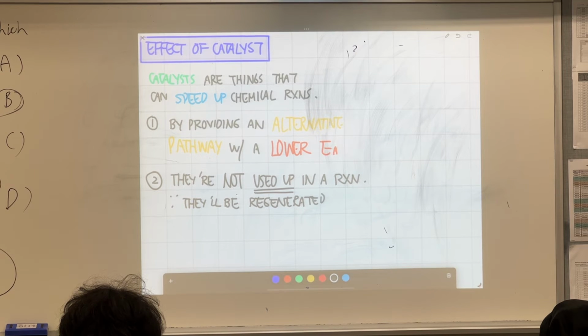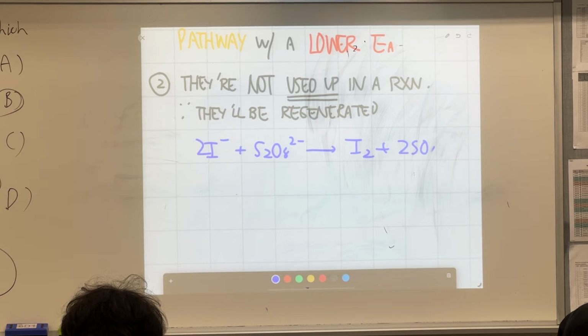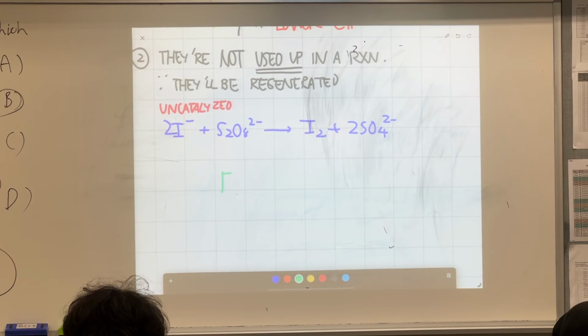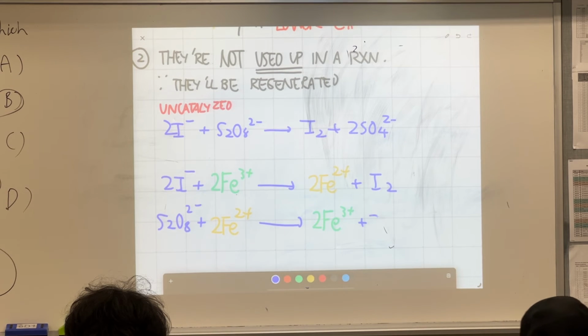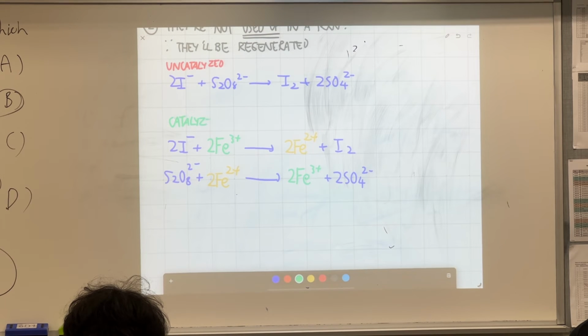I'm not sure if you remember the discussion on transition metals some time ago. Let me show you which equation I'm talking about. This one: I minus plus S2O8 2 minus becomes I2 plus 2SO4 2 minus. This is an uncatalyzed reaction, meaning there's no catalyst added. When we add the catalyst iron 3 plus, it greatly increases the speed of reaction because I minus can now form intermediates. And so you have I2, and then the 2Fe2 plus will react again with our other reactant, S2O8 2 minus, to form back 2Fe3 plus and 2SO4 2 minus. So this is the catalyzed reaction.